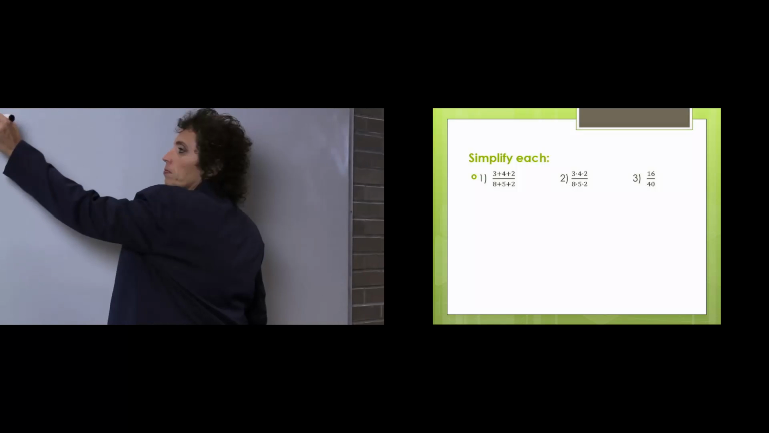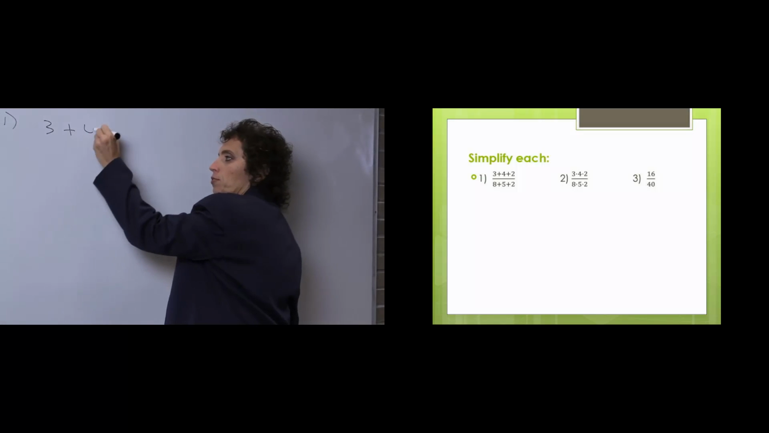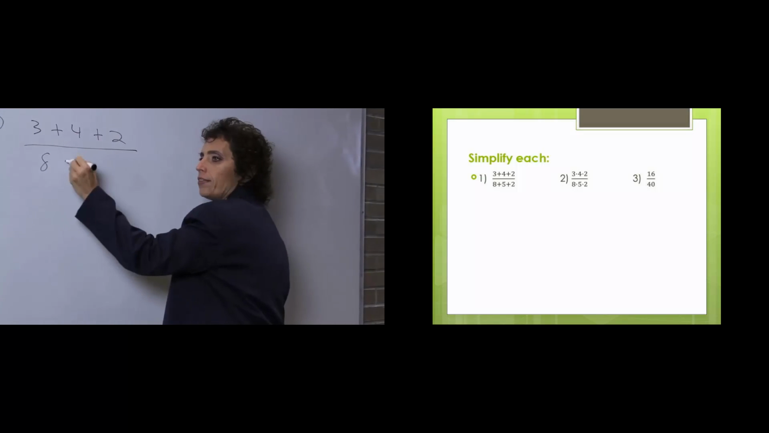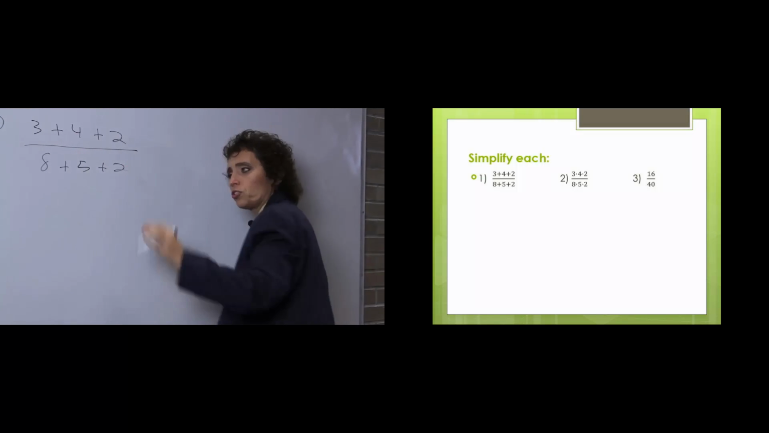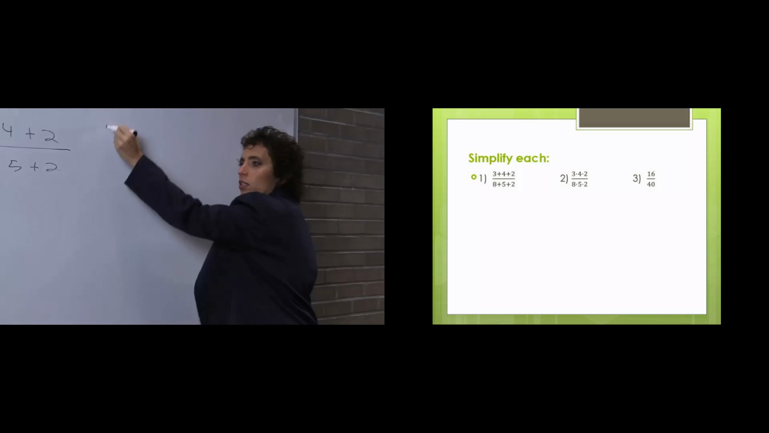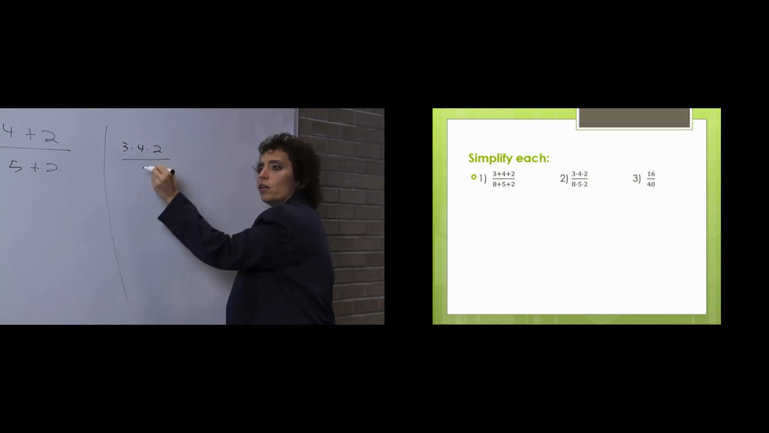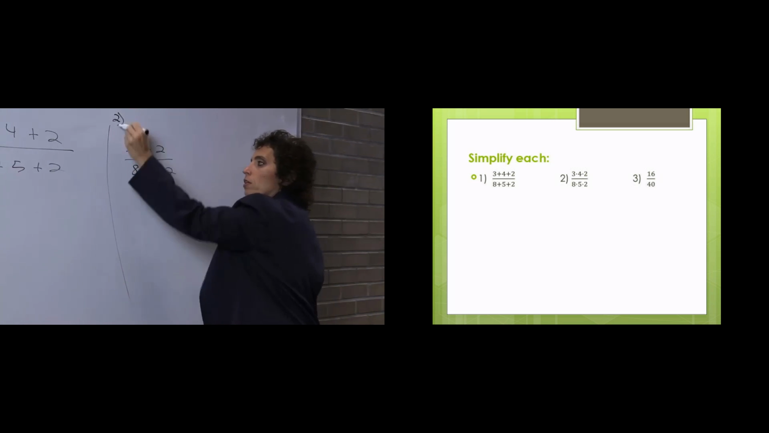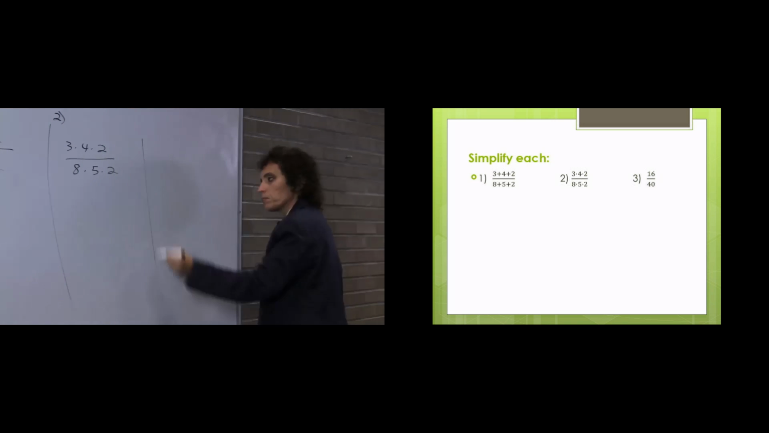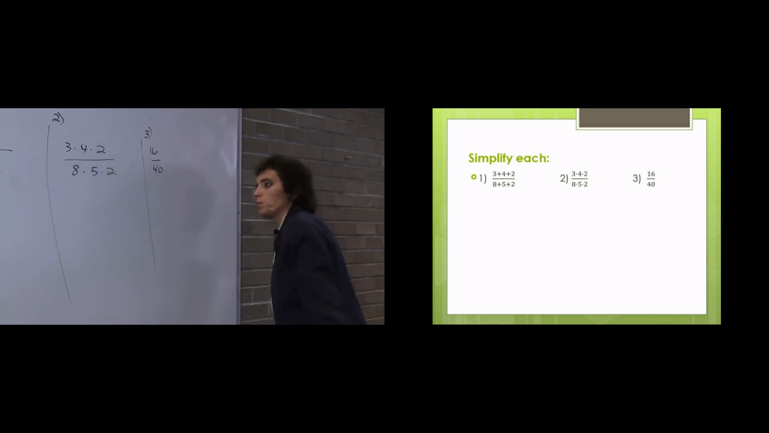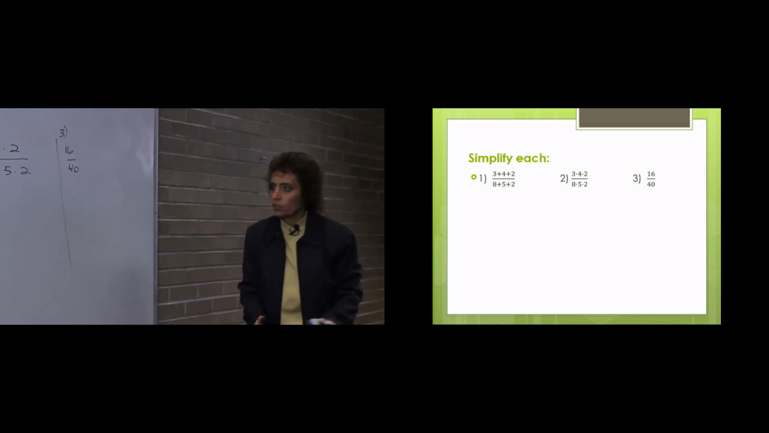Okay. You've got 3 plus 4 plus 2 over 8 plus 5 plus 2. I want you to just simplify that. Yes, I'm serious. And then 3 times 4 times 2 over 8 times 5 times 2. This is number 2. And then number 3 is 16/40. We want to simplify all 3 of those. So you're going to take a second to do that.